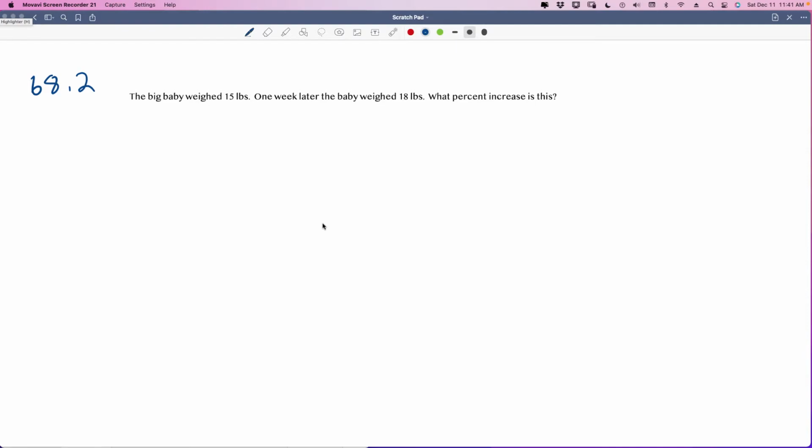I kind of boiled it down. The baby weighed 15 pounds this week. 1 week later, the baby weighed 18 pounds. What percent increase is this? So what we have to do is restate the problem in order to put the numbers into this, right? So what we need to say is, what percent of 15 is 3 pounds? Okay, what percent of 15 pounds is 3 pounds? That's what we have to do.